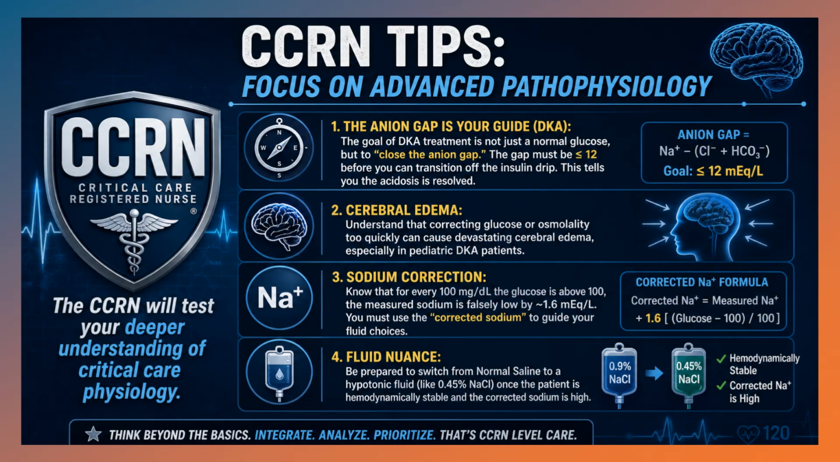Now for the CCRN. The CCRN expects you to think at a much deeper critical care level. For DKA, you must know that your true goal is to close the anion gap, not just to lower the glucose. For HHS, you must understand the risk of cerebral edema from correcting the osmolality too quickly. You also need to be familiar with calculating a corrected sodium to guide your fluid choices, including when to switch from normal saline to a hypotonic fluid.